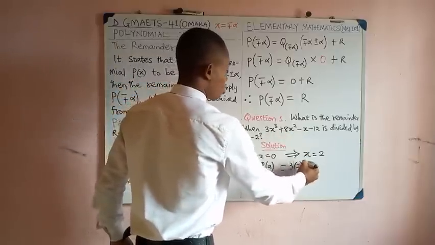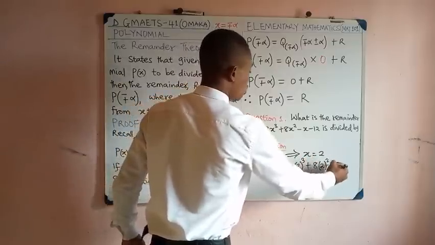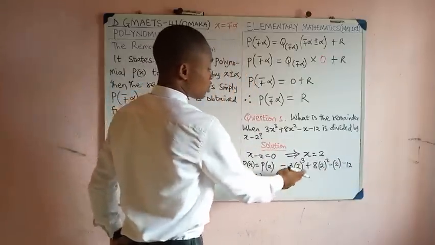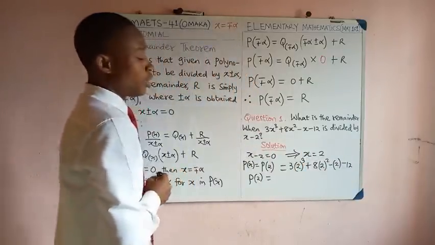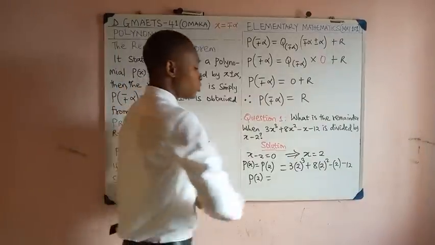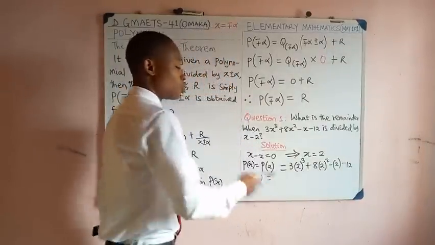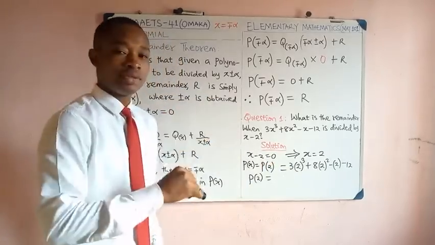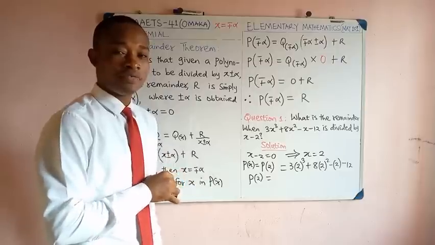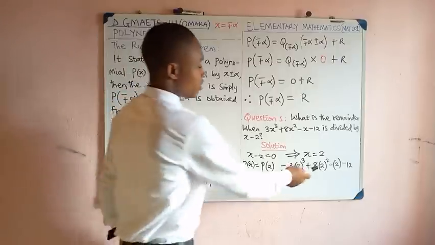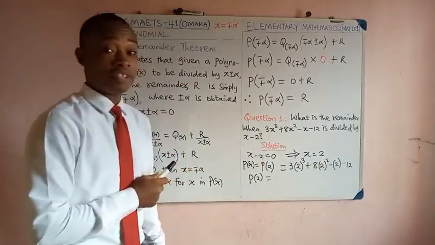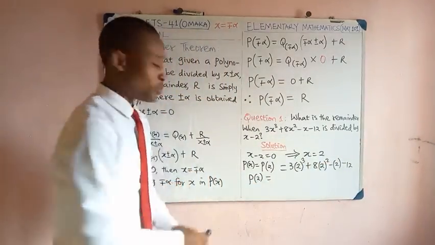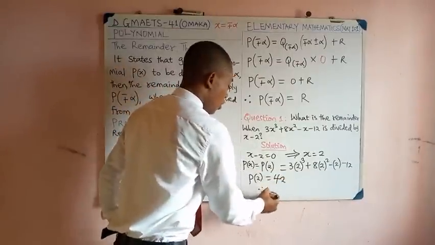So that is 3 bracket 2 raised to the power 3 plus 8 bracket 2 raised to the power 2 minus 2, then minus 12. So p of 2 will now give us 2 raised to the power 3 is 8. 8 times 3 is 24. This will give us 4 times 8, which is 32. 32 plus your 24, you get 56. Now that 56 minus 2 will give us 54. 54 minus 12 will give us 42. And so this is 42. Therefore, our remainder is equal to 42.